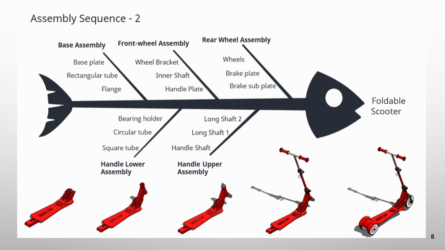For assembly sequence 2, we begin with the base assembly in place. Attach the handle lower assembly in the front. Then add the front wheel assembly with just inner shaft and handle plate inserted in handle lower assembly. Next, the handle upper assembly is inserted. Finally, the rear wheel assembly is attached and wheels are torqued with all the fasteners on.